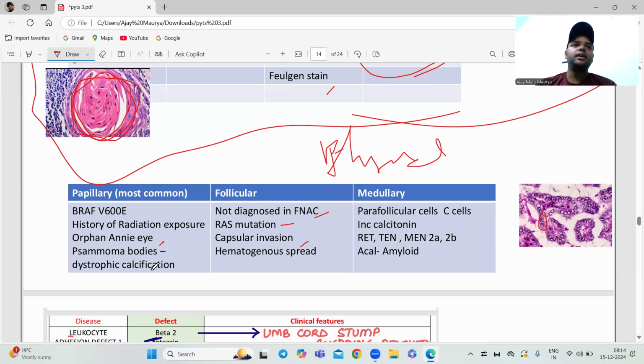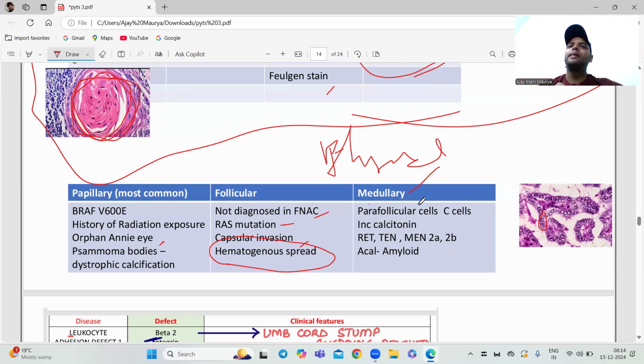See, guys, all are showing the lymphatic spread, but the follicular carcinoma shows hematogenous spread. This medullary carcinoma is not originating from the follicular cells; it takes its origin from the parafollicular cells.